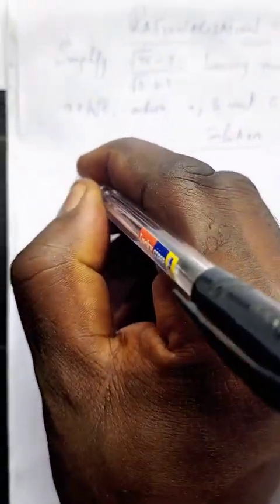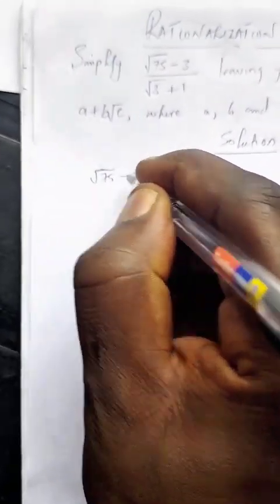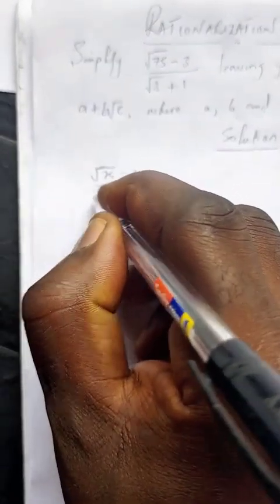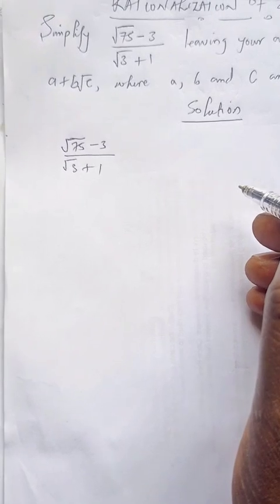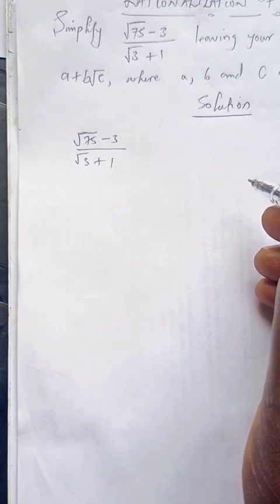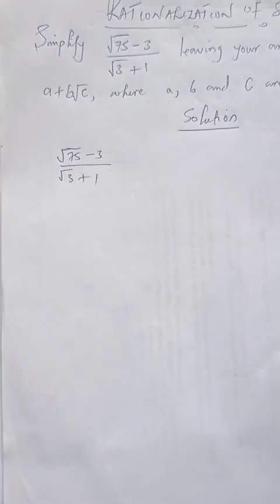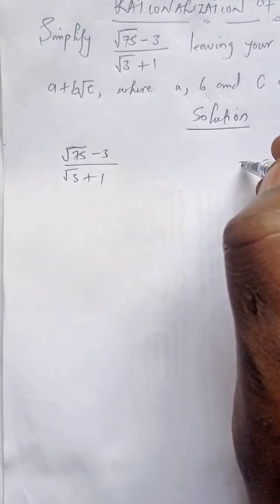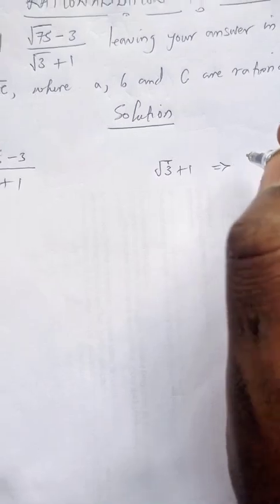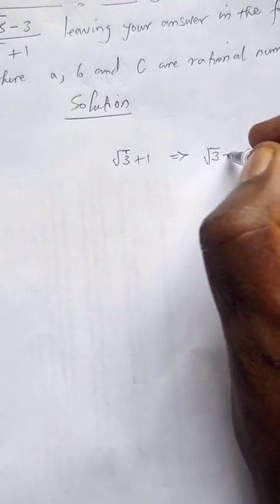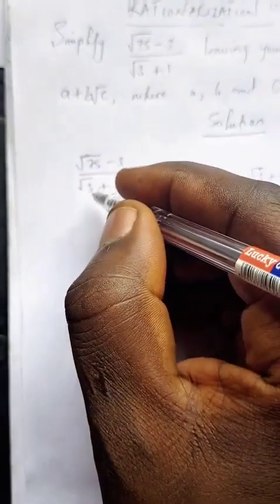So to start with our solution, we'll write (square root of 75 minus 3) all divided by (root 3 plus 1). In order to solve this, we'll apply what we call conjugate of surds. For you to rationalize a surd, you must multiply the numerator and the denominator by the conjugate of the denominator. Our denominator in this case is square root of 3 plus 1, so the conjugate is square root of 3 minus 1.